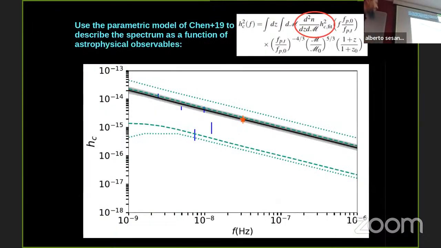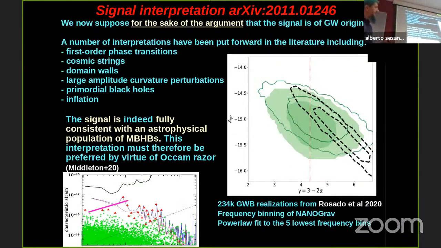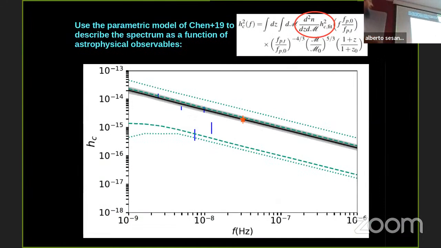As I said, the amplitude of this signal is rather high. And it's interesting because, by taking for granted this is a massive black hole binary stochastic background, which we cannot, but just supposing that it is, since it is on the high end of the expected range, it allows you to put interesting constraints on the massive black hole binary population. And this is what we did in this paper.